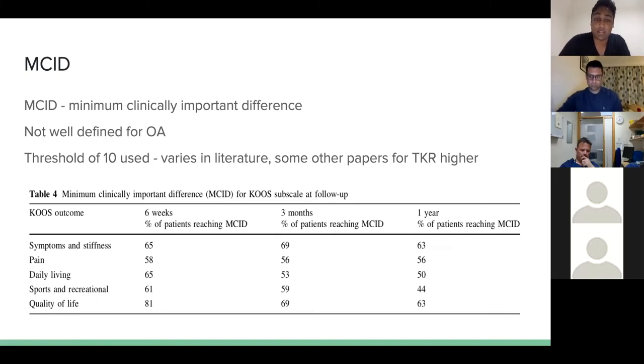When I was reading some other papers, I think the threshold used varies a little bit, and some other papers that evaluated total knee replacements use a little bit of a higher MCID. For this paper itself, the table shows the percentage of patients that reach that threshold at 6 weeks, 3 months, and a year. These figures are just included for reference.